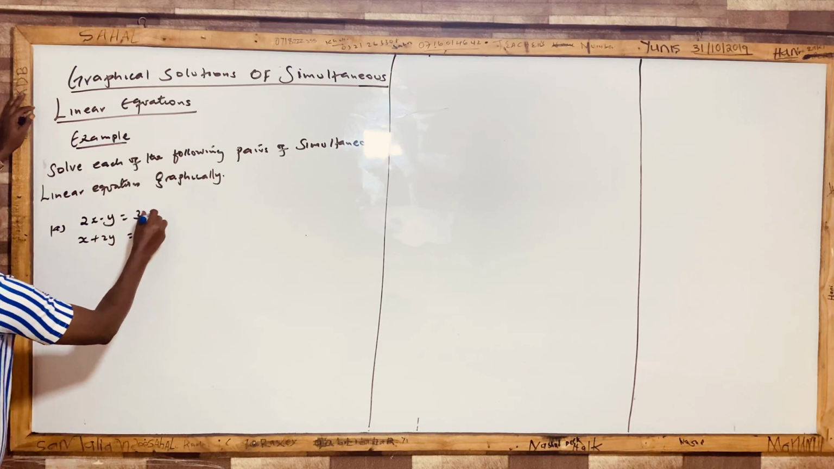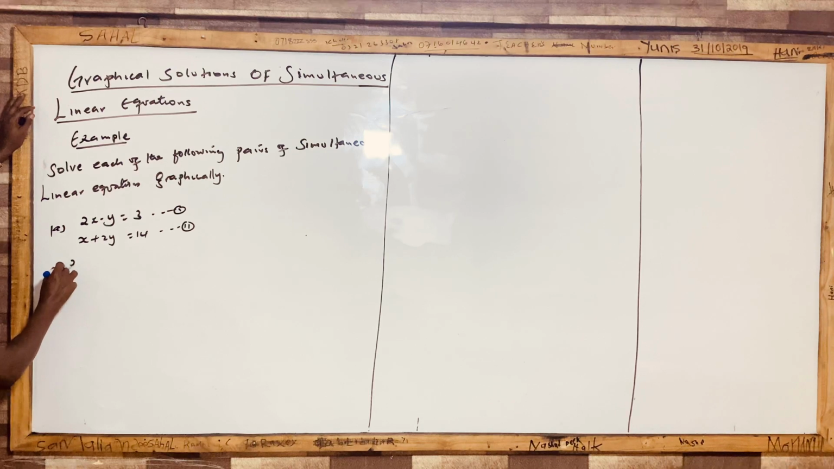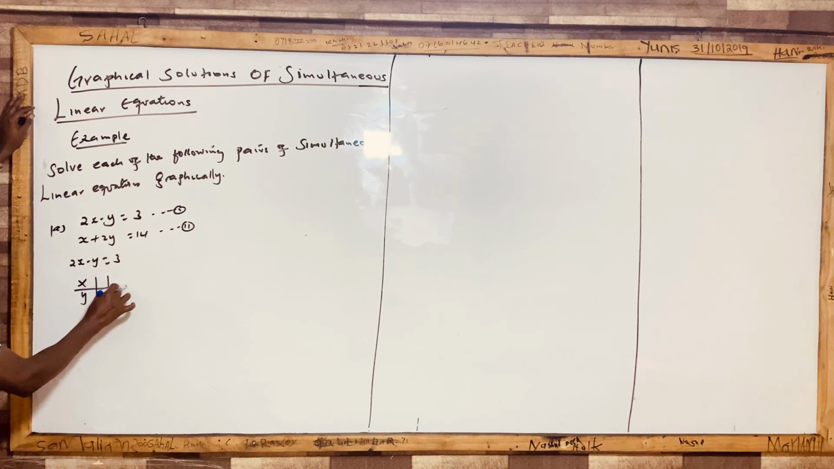Taking equation 1, remember this is equation 1 and this is equation 2. Take equation 1, we have 2x minus y is equal to 3. So I'll come here with x, y. I'll come up with a table. Two points are enough, don't forget.